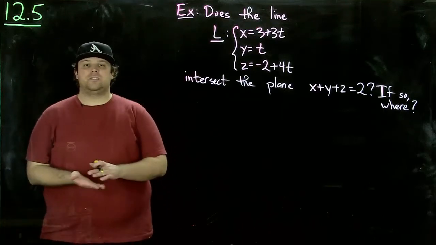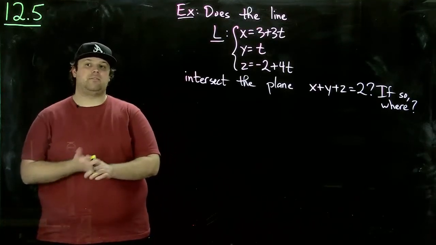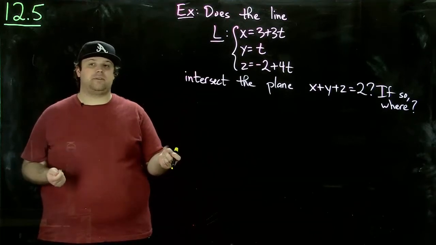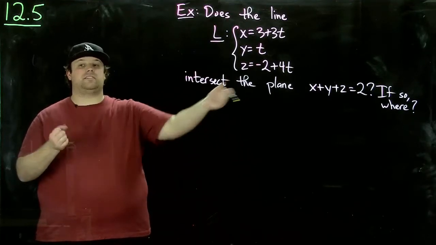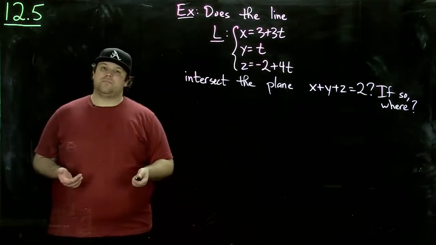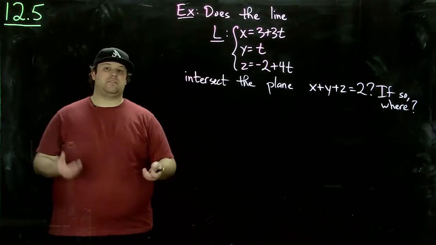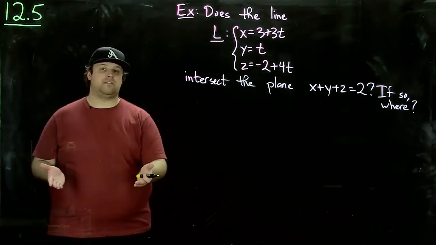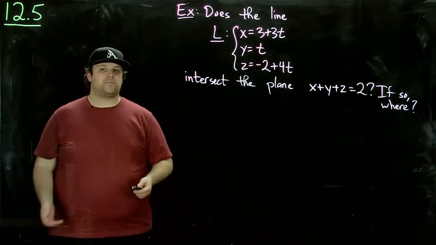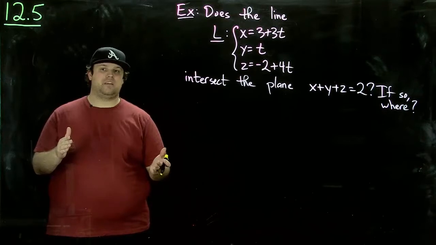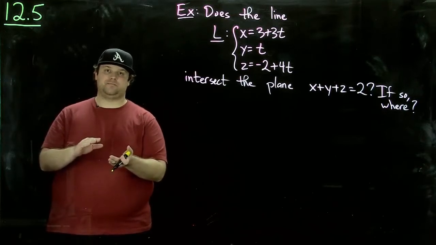Okay, so we've been discussing planes and we've been discussing lines. These are two objects that we can create that are floating around somewhere in three-dimensional space. We already talked about the case of two lines: do they intersect? Are they skew or are they parallel? Now we can ask, what about a line and a plane? How do they behave with each other?